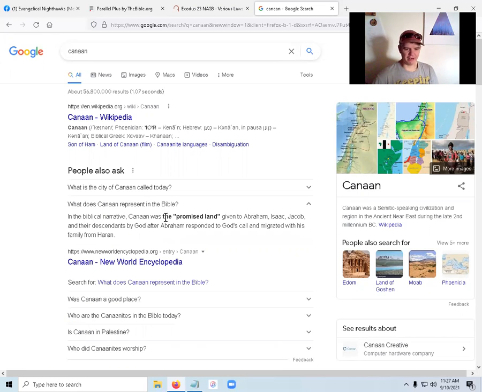In the biblical narrative, Canaan was the promised land, according to New World Encyclopedia. I believe the New World Encyclopedia is actually a Catholic encyclopedia, which means they've studied the Bible like crazy. I'm personally not Catholic, and some of the theology I don't agree with, but as far as general Bible facts, they'll probably have the knowledge down. So we can trust that one for general Bible facts. The promised land was given to Abraham, Isaac, and Jacob, and their descendants by God.